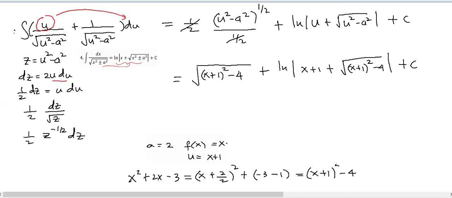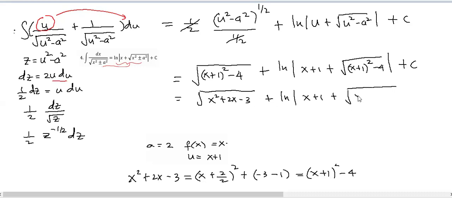So, final answer, it would be the square root of, para malinis lang, (x plus 1) squared minus 4. That would be x squared plus 2x minus 3. And then plus ln, absolute value of x plus 1 plus the square root of x squared plus 2x minus 3. And then syempre plus C. Okay. So this completes our computation.